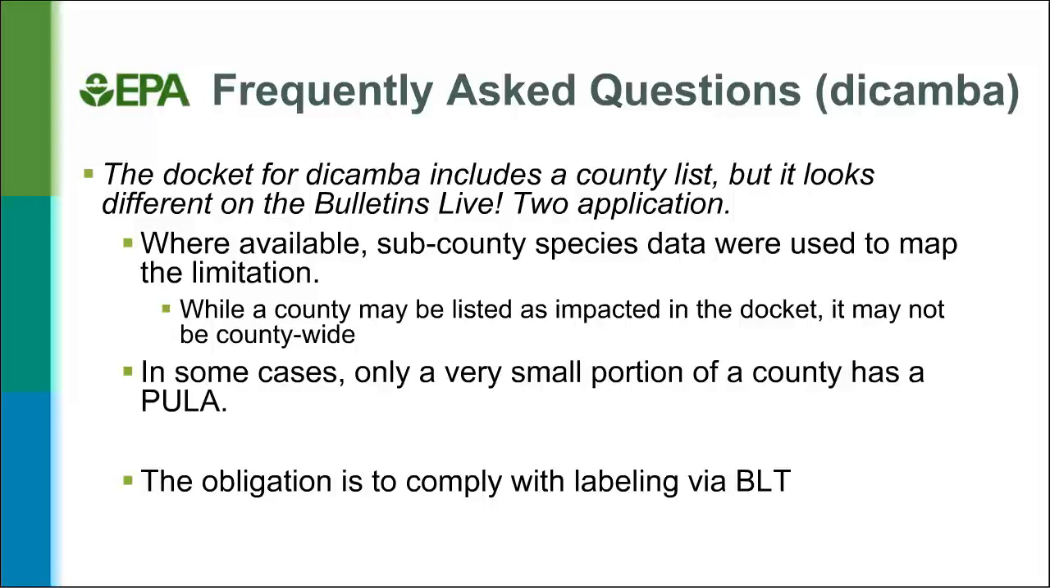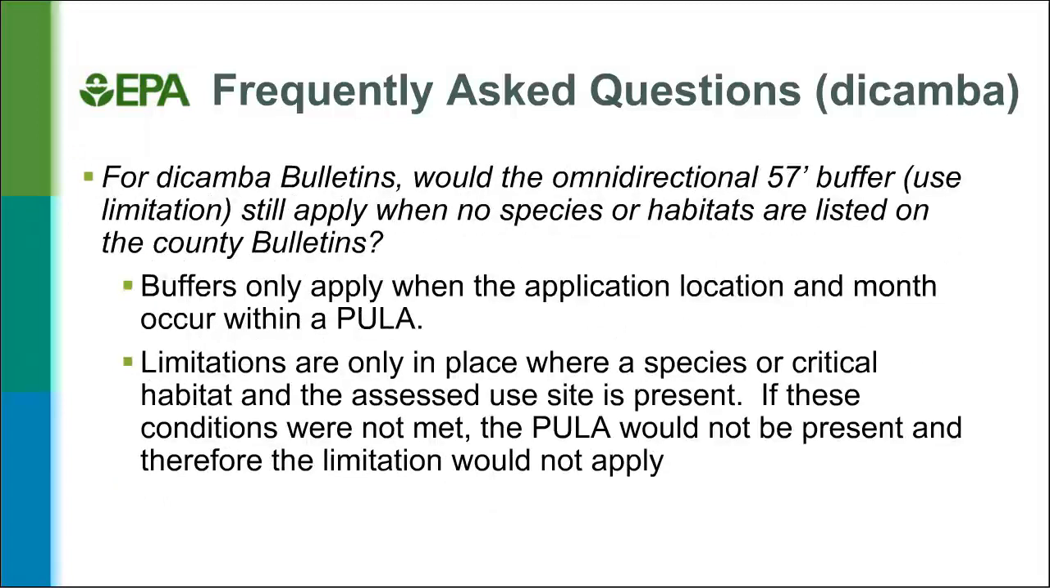This is sort of the power of using Bulletins Live 2 on the web, in that we can visualize exactly where the specific PULA is as opposed to being county-wide. That's what we were talking about earlier, in that it's an extension of the label, and that couldn't be listed on the label easily because it's so spatially explicit. The obligation is to comply with labeling via Bulletins Live 2.